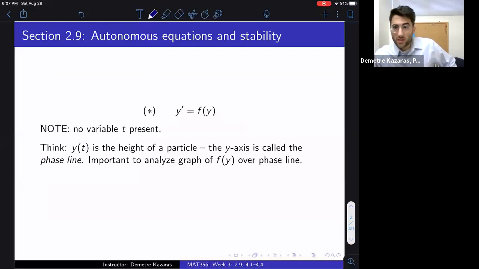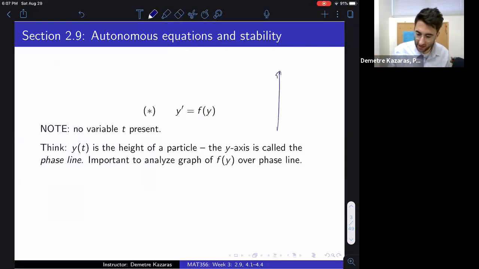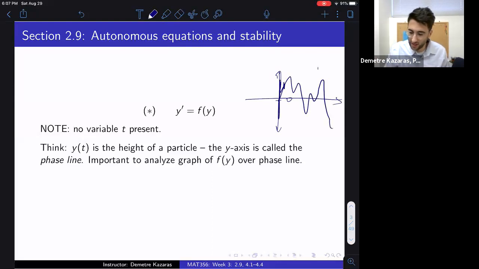For these equations, they arise here and there, but the main thing to keep in mind is that you can always think of them as describing the height of a particle. You imagine you just have a line, you fix some height to be 0, ground level, and then what y is describing over time is the height of the particle over time. It looks like some particle going up and down. Think of y of t as the height of a particle.